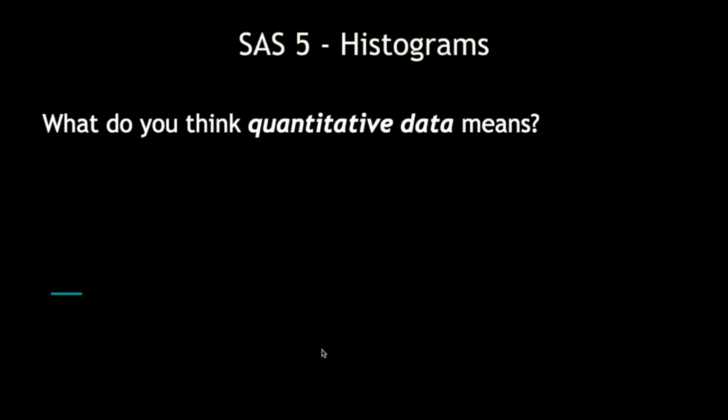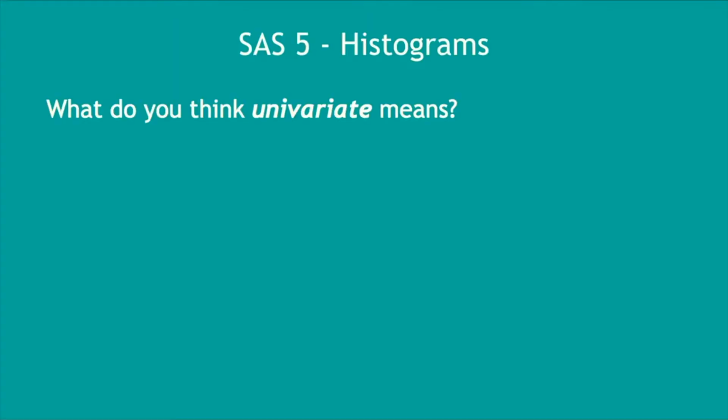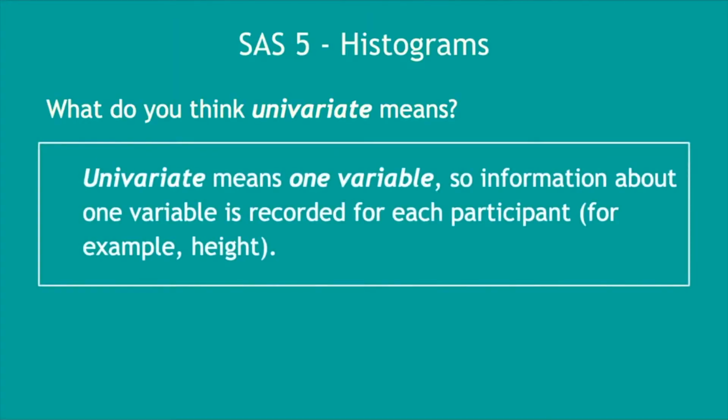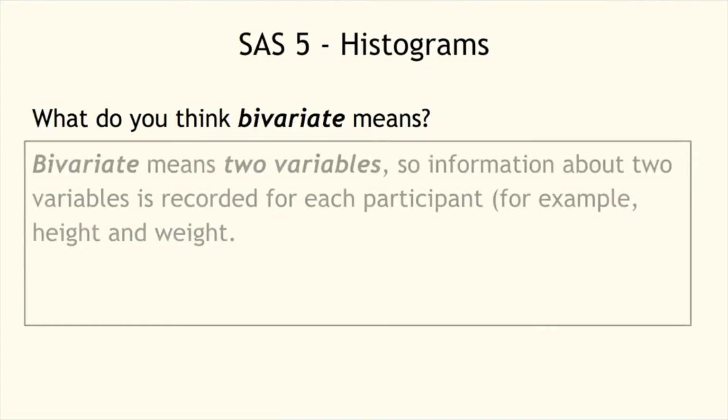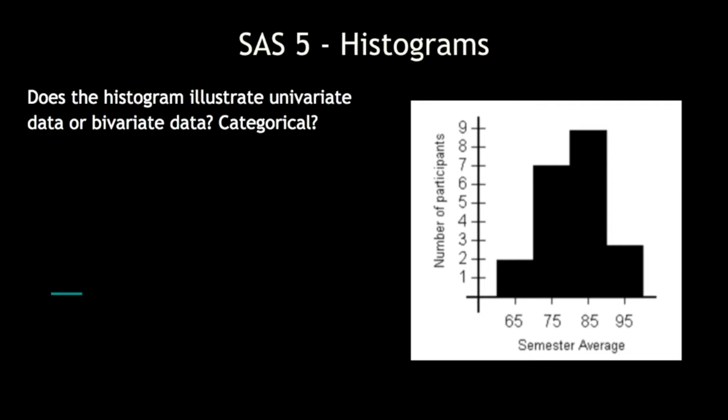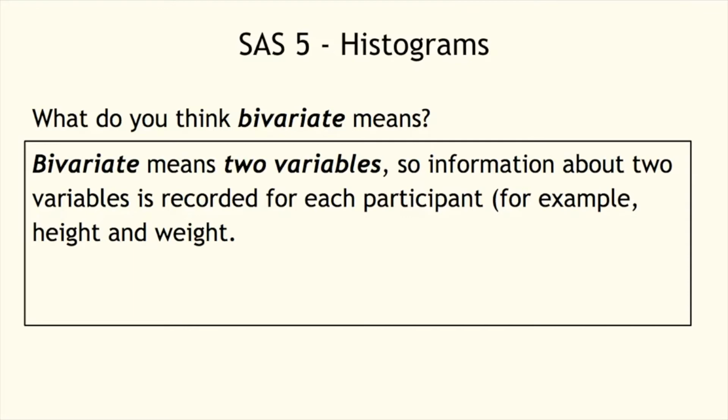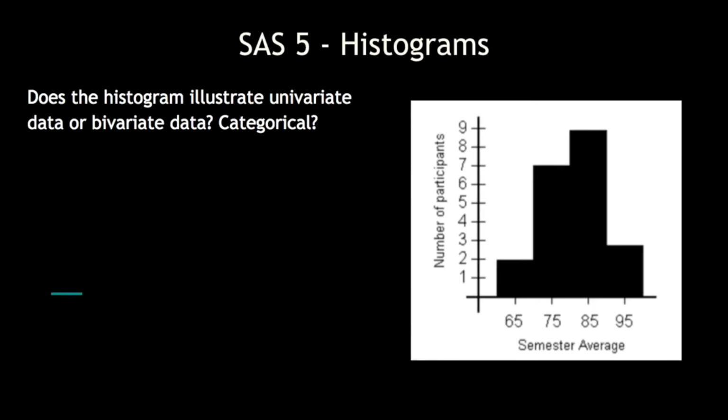So quantitative data, there you go. Univariate means one variable. So information about one variable is recorded for each participant, for example, height, or charges, or age, and so on. Bivariate. Bi means two, so if univariate means one variable, bivariate means two variables. So this is information about two variables that are recorded for each participant. So in this case, for example, height and weight. All right, does a histogram illustrate univariate data or bivariate data?